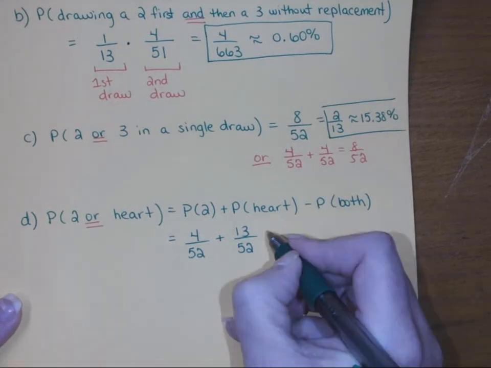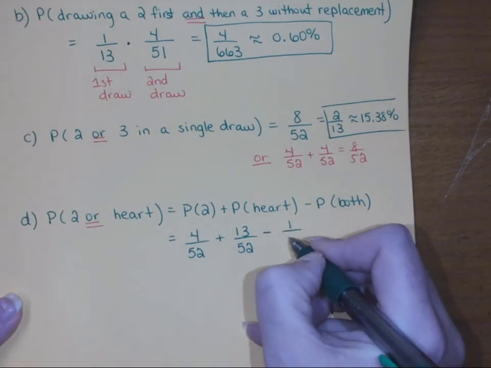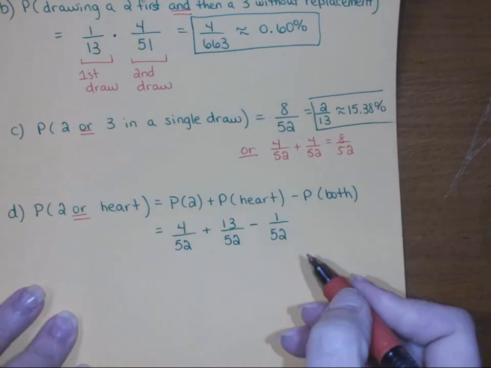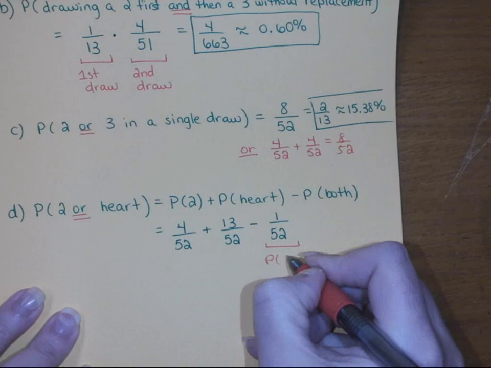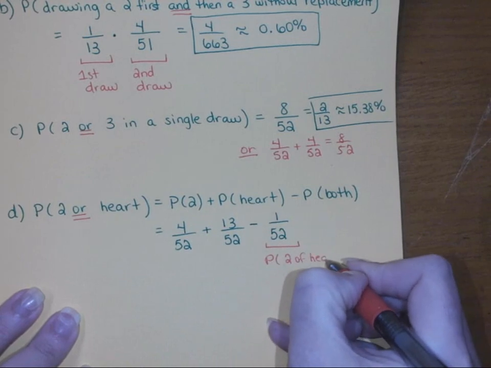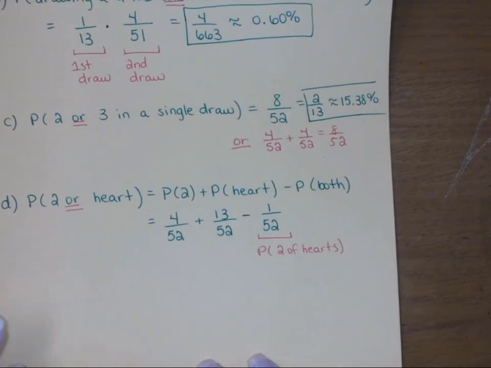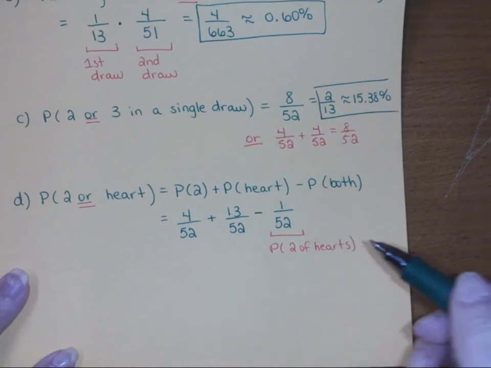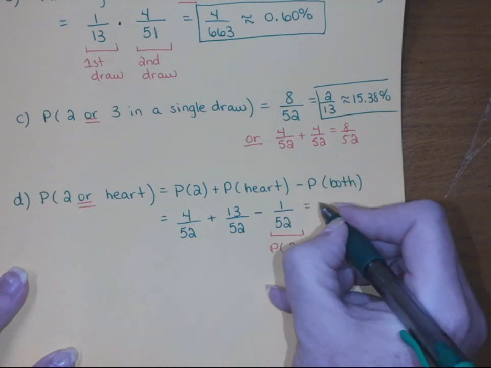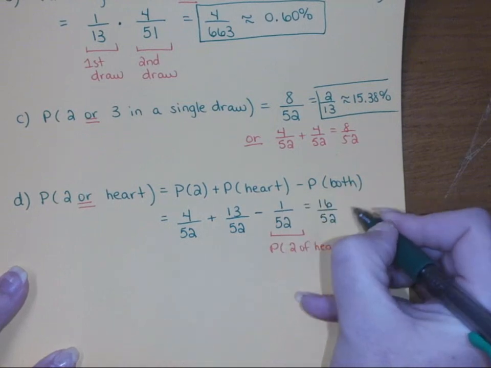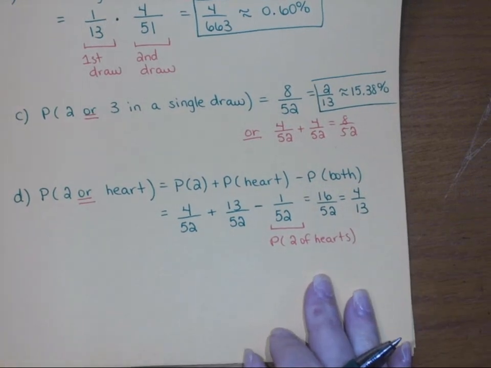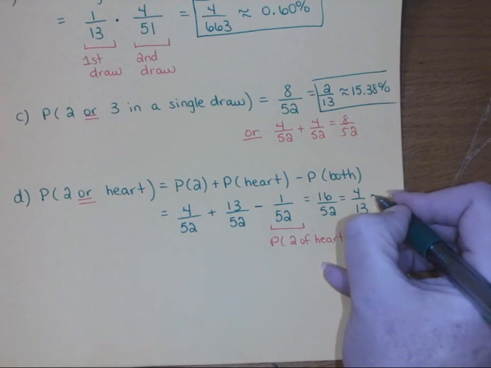And the problem is if we don't do this, we're counting one of the cards twice. So the probability that it is both, think about what that means. This means the probability of the 2 of hearts, that specific card. That's what it means to be both a 2 and a heart. It would be literally the 2 of hearts. So in the end we get 17 minus 1, or 16 out of 52, which reduces to 4 out of 13. And 4 out of 13 is about 30.77%.